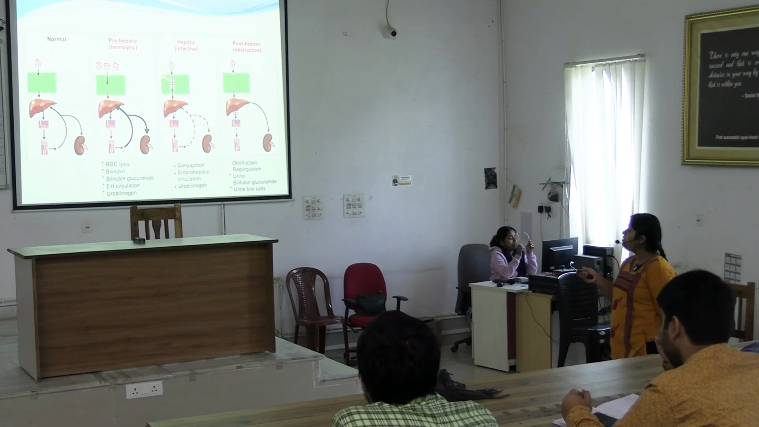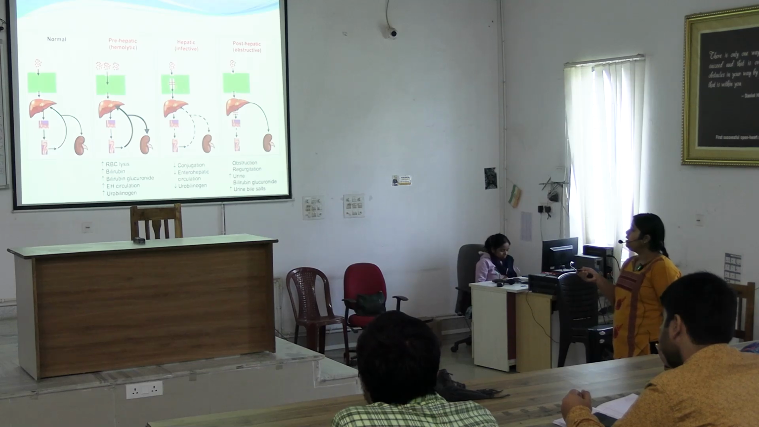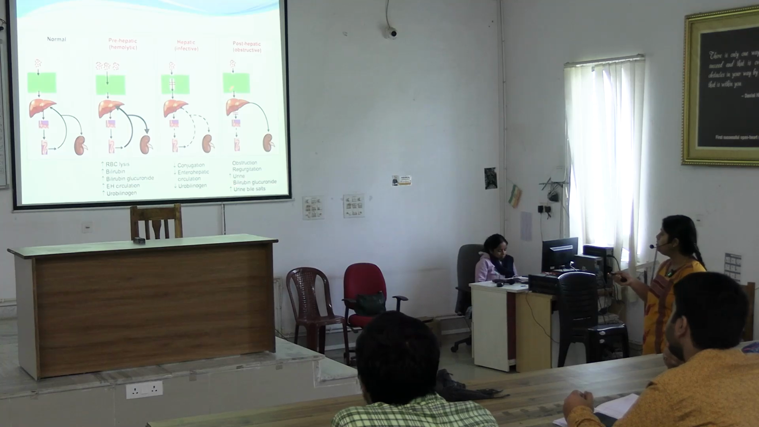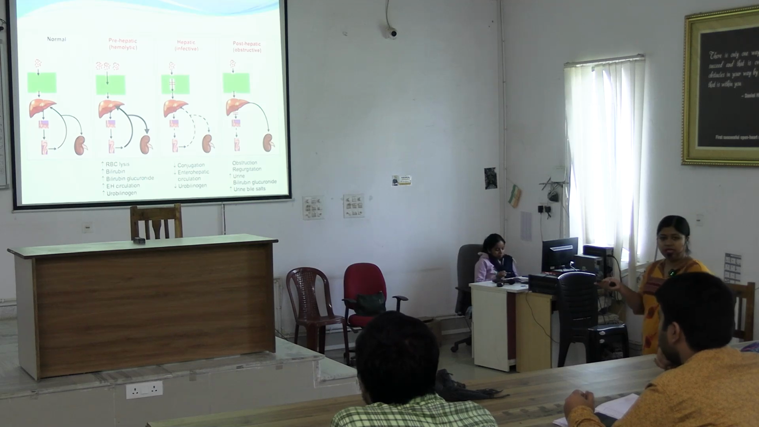In hepatic jaundice, what is defective? The uptake is defective. And if uptake is not defective, then conjugation will be defective. So defective conjugation, defective intrahepatic circulation, decreased urobilinogen. In post-hepatic jaundice, here is the obstruction. So obstruction, regurgitation will be there, increased urine bilirubin, conjugated bilirubin will be there from backflow. This is the backflow. Clear?